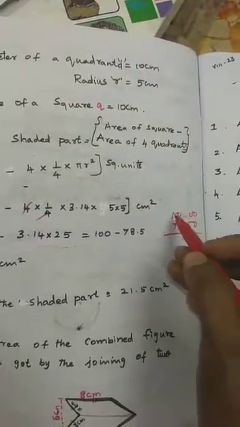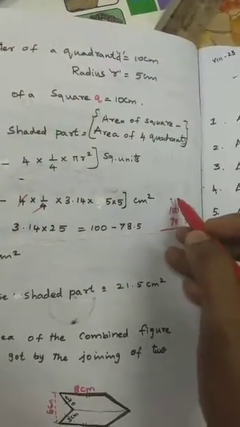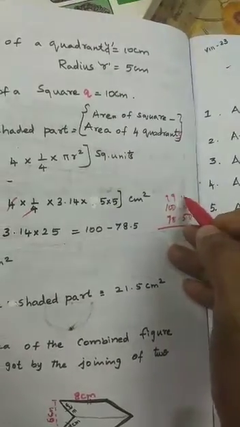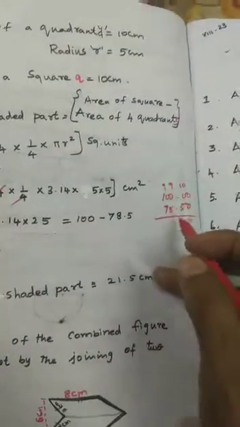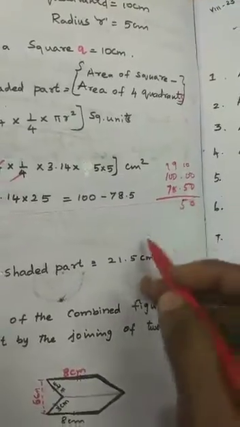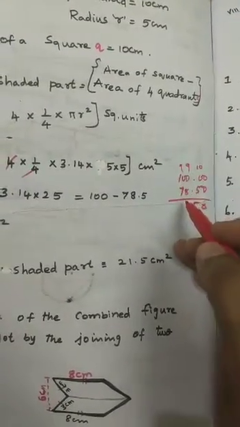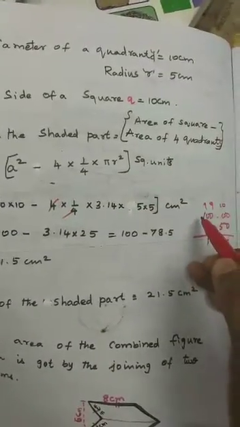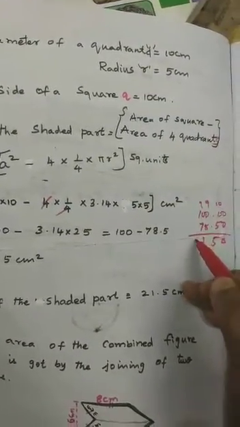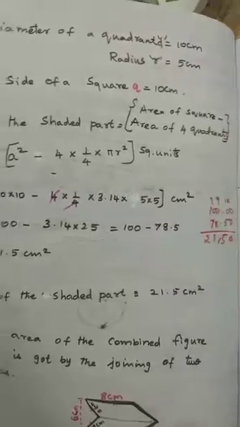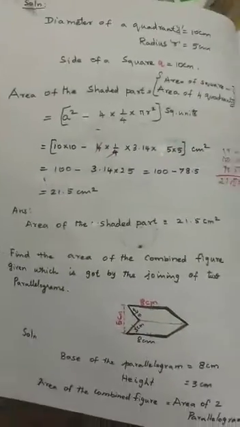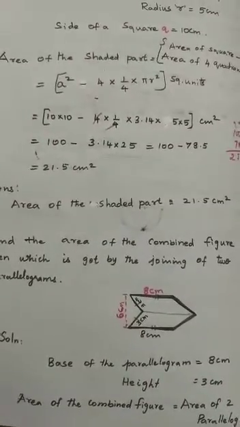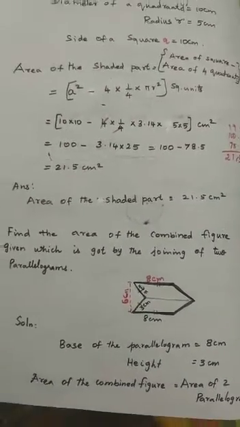0. Here you are borrowing, then it will become 9. Here you are borrowing, it will become 9. Then here it will become 10. Okay, 10 minus 5 is 5. And 9 minus 8, 1. Then 9 minus 7 is 2. Okay, 21.5 centimeter square. So the area of the shaded part is equal to 21.5 centimeter square.